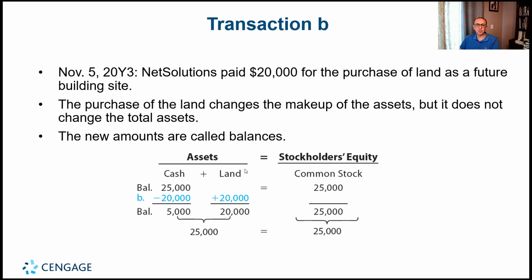How about land? Now we have a new asset called land. So cash and land, these are assets, things we own. So the land went up by $20,000, which is the value of what we paid. So if you look at the total balance for assets, it's still $25,000, but instead of all cash, now we have only $5,000 for cash and $20,000 for land, making the total $25,000. The equity is still the same, did not change, and we don't have any new liabilities. So the left-hand side of the equation is still equal to the right-hand side of the equation.